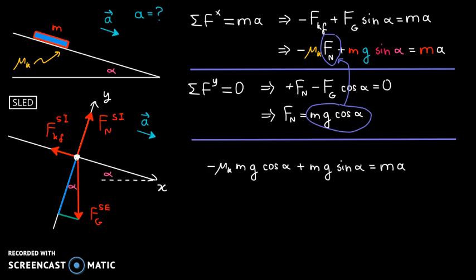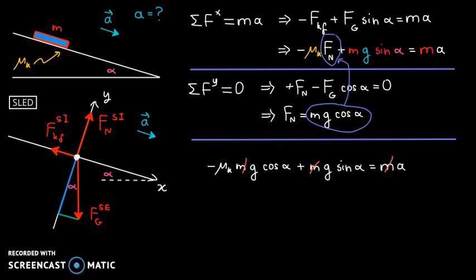So here I have substituted mg cosine alpha for F normal, and here's what I come up with. Now, is there anything that cancels? Yes, if you look at each term, every term has the variable m in it, so we can divide each term by m, so m's cancel. And A is basically isolated. All we need to do is to factor out the common variable g in the next step.